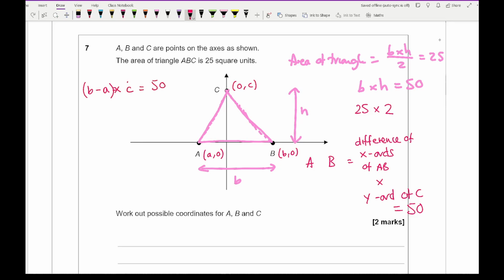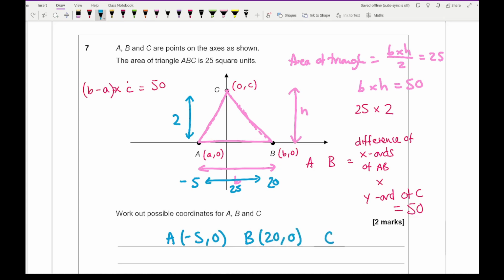All you need to do is just make up numbers that fit this category, but remember that A needs to be a negative number. So here if I had, let's say, minus 5, then B would need to be 25 plus that, so that would be 20. That then gives me a distance of 25, and the height needs to be 2. So potential coordinates could be that A is (-5, 0), B is (20, 0), and C is (0, 2). And again, that would be one example of where it would give me the correct answer.